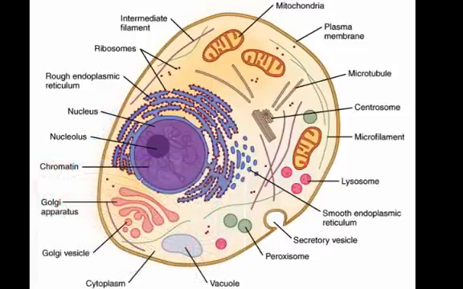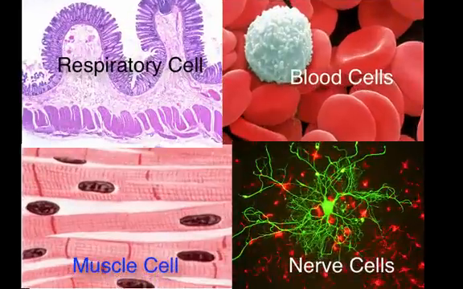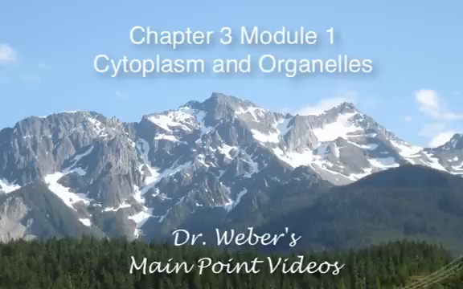Not all of the cells in the body have the same organelles or the same number of organelles, because different cell types have different shapes and different functions. This ends Module 1 of Chapter 3, Cytoplasm and Organelles of the Animal Cell.